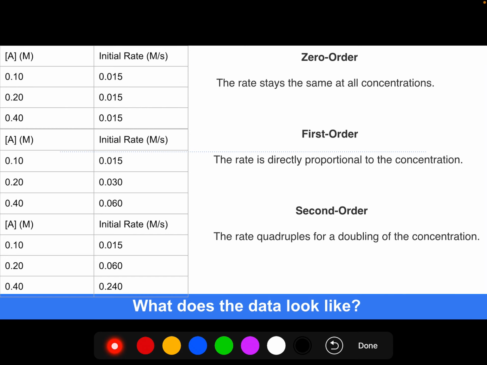For first order, notice that as we double the concentration, we double the rate. We double it again, we double it again. And then second order, you double the concentration, you quadruple the rate. Double again, quadruple again. And so this is what you're going to be doing. You'll be looking at initial rates and concentration and see how the change in concentration affects the rate. And if you notice the pattern, then you know pretty easily.